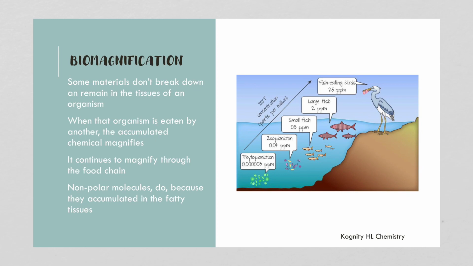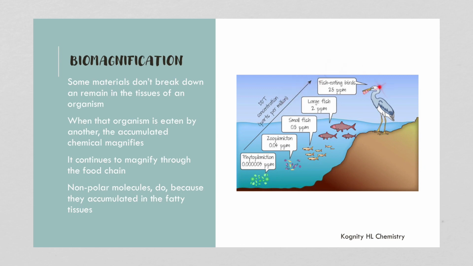Way back in grade 9, when you studied ecology and the sustainability of ecosystems, you learned about biomagnification. So that's when you have something, a xenobiotic, amplifying itself through the food chain. So some materials don't break down and they remain in the tissues of an organism. So when that organism is eaten by another, the accumulated chemical magnifies. So you can see that happening in this diagram.